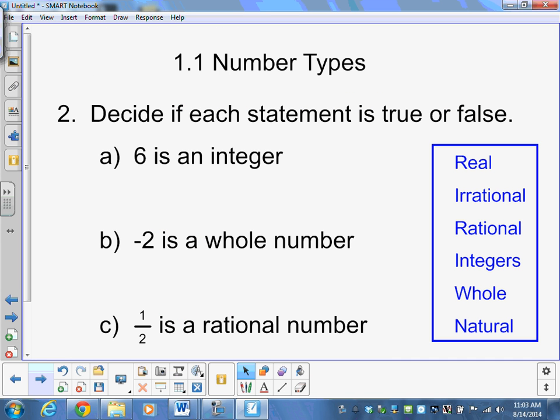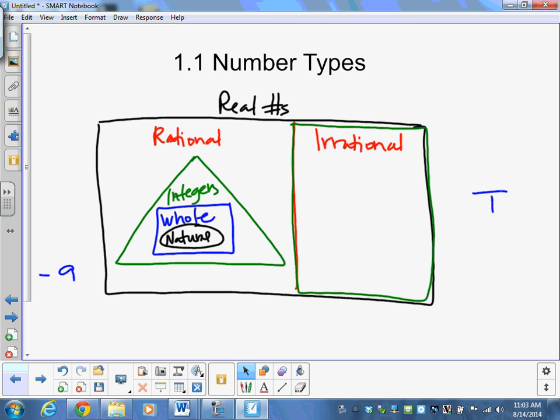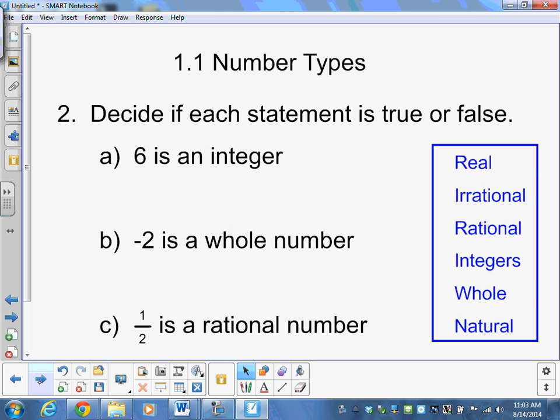The last set of examples we're going to look at are true and false problems. We have to decide if each statement is true or false. So if we are looking at the number 6, and we have to decide if it's an integer or not. Integers are whole numbers and their opposites. So if we look at our diagram, the number 6 is rational because it can be written as a fraction. And it's also an integer because it does not include fractions or decimals. So when I look at this, is 6 an integer? Yes, it is. So that is true.